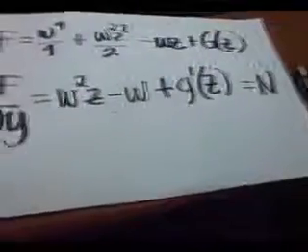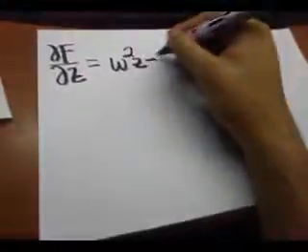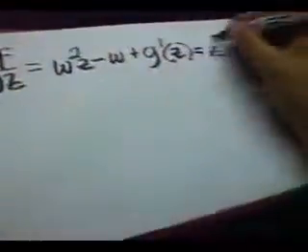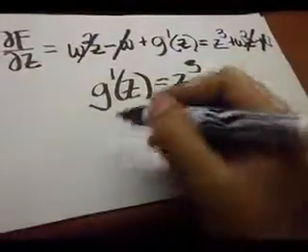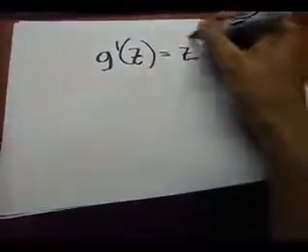Now you have to find g of z, but you only have the g prime of z, which is z cubed. Now take its integral, and that will be the term that should be added to your entire function.